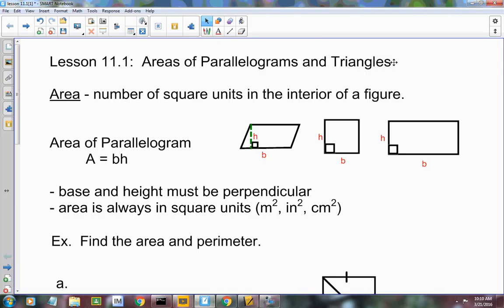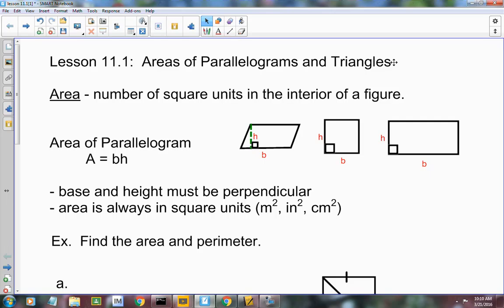We are starting chapter 11, okay? We have this chapter and one other chapter that we have to cover before the EOI. Honestly, I don't really think this chapter is that hard. It's a lot of formulas. If you can follow a formula and plug stuff in, it's really not that hard.